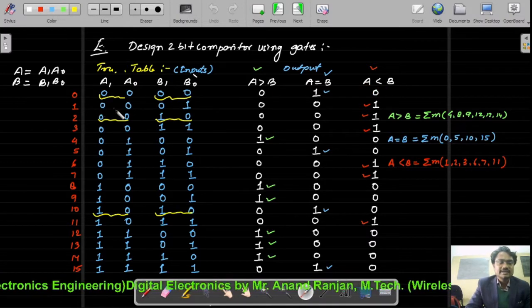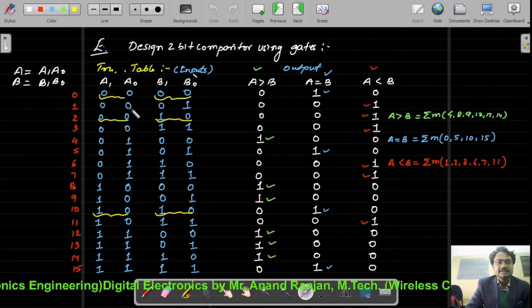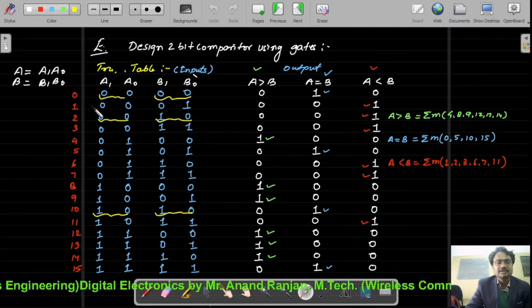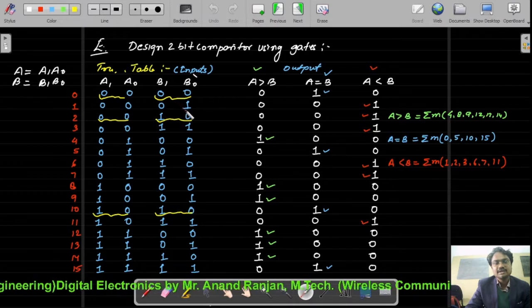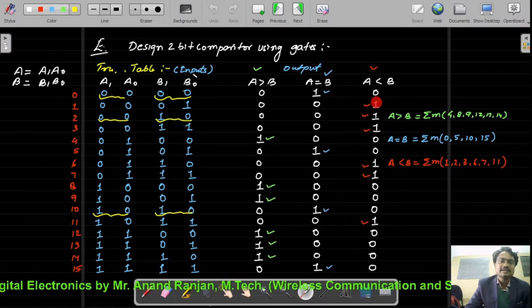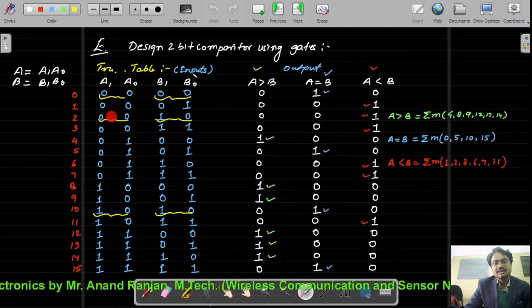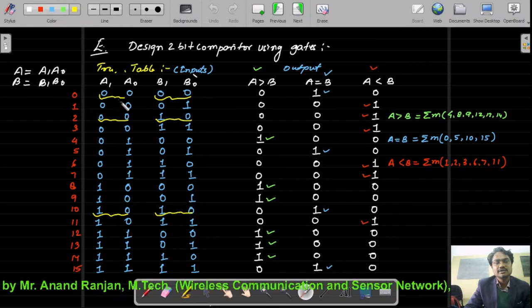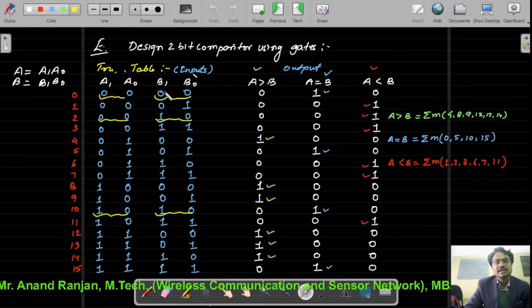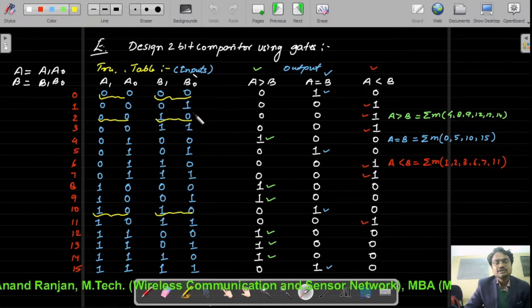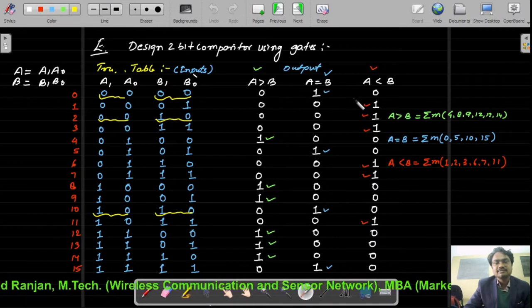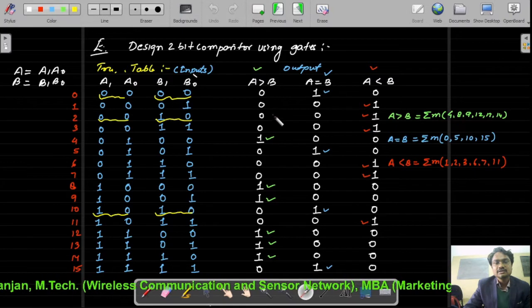Similarly, move on to the second row, where A is 0 1, which gives the magnitude 1, and B is 0 1, which gives the magnitude 1. Sorry, A is 0 0, magnitude 0, and B is 0 1, magnitude 1. So we can conclude that A is less than B. Hence we mark the A less than B column, and the remaining two are 0. For the third row, A0 and A1 represent magnitude 0, and B is 1 0, meaning 2. Again A is less than B, so we mark 1 over here, and the remaining 2 are 0.